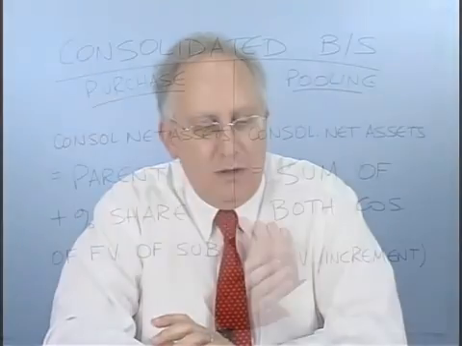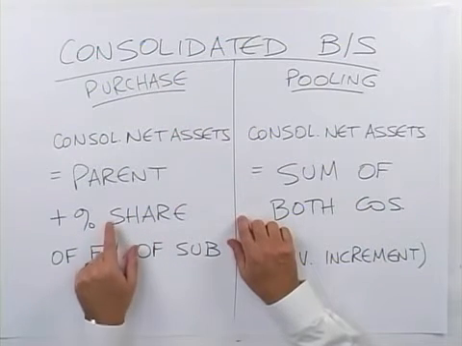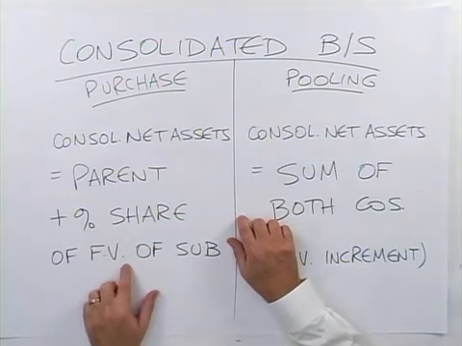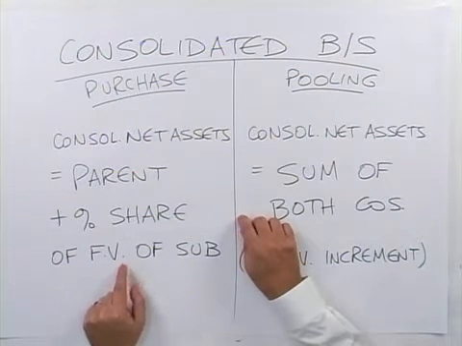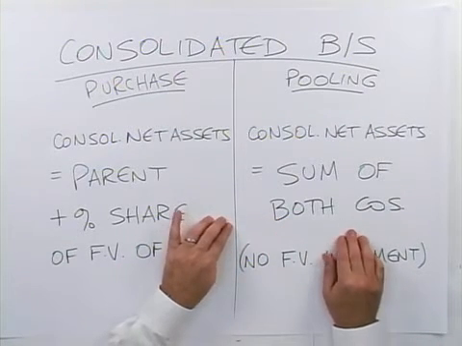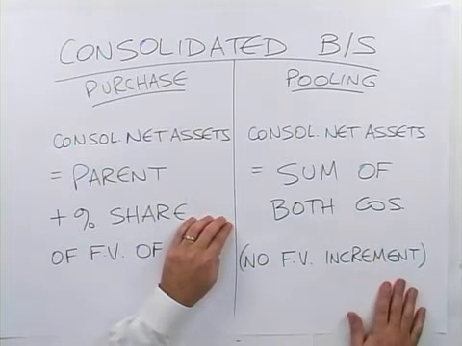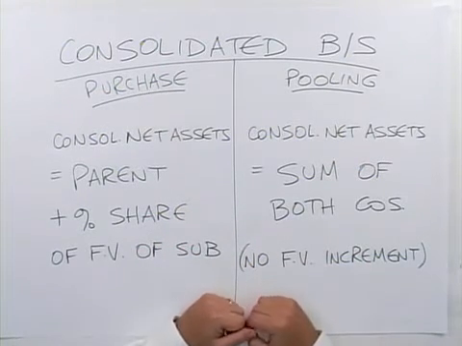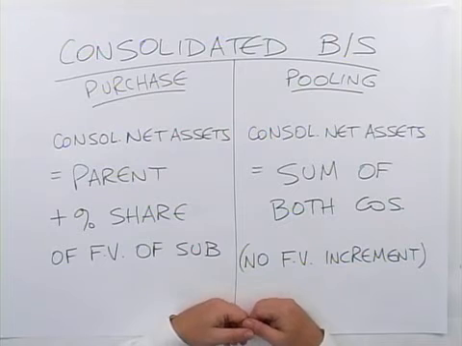Here's another difference between purchase and pooling on the consolidated net assets, how they come out. With a purchase, the consolidated net assets are those of the parent originally, plus, as I mentioned, their percentage share of the fair value of the sub's net assets. In a pooling, again, the arithmetic's a lot easier. Just add both companies together. There are no fair value increments to worry about. You don't have to worry about market values or anything. You combine the two companies as if they were always combined right from day one.